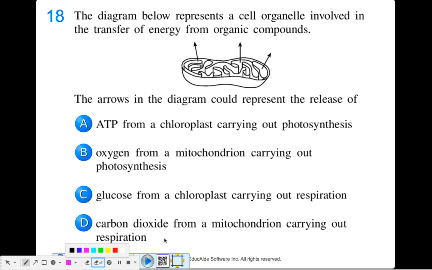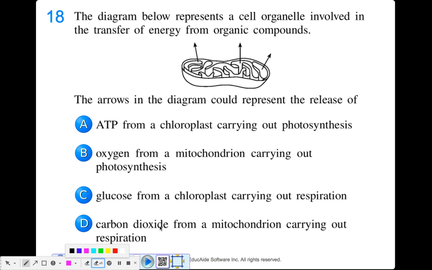Number 18. The diagram below represents a cell organelle involved in the transfer of energy from organic compounds. What organelle is this? It's the mitochondria, right? So the arrows in the diagram could represent the release of what? ATP from a chloroplast carrying out photosynthesis. Is ATP released from a chloroplast? No, it's in the mitochondria.